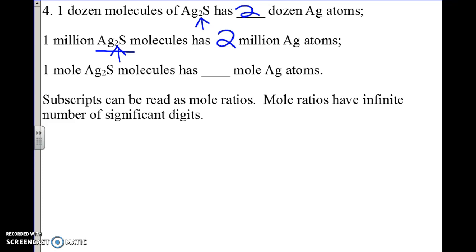In 1 mole of silver sulfide molecules, there's how many silver atoms? Well, in 1 of these molecules, I always have twice as many silvers, so this would be 2 moles of silver atoms. Again, subscripts can be read as mole ratios, and mole ratios have an infinite number of sig figs.